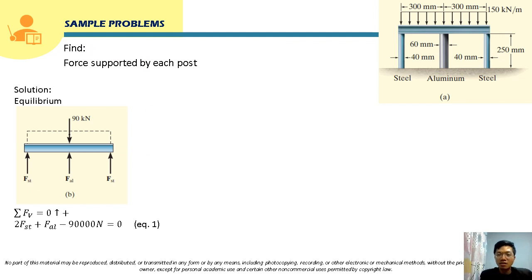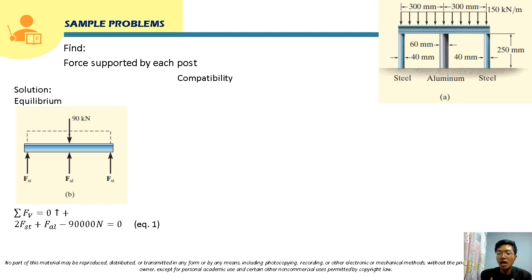From here, class, we are going to establish a compatibility equation. As we know, this member is rigid. Since the support here is symmetrical, there is steel at the left and steel at the right, and it has symmetrical dimensions, or lengths, the displacement will just be level. It will just go down, it will just be compressed. These two steels and this aluminum, their displacement will just be on level, so it will just be equal.